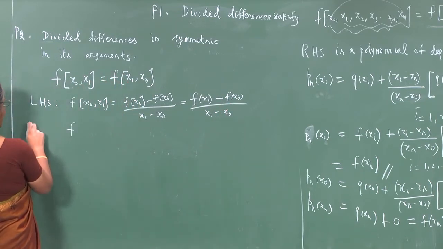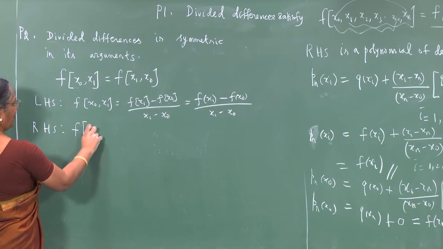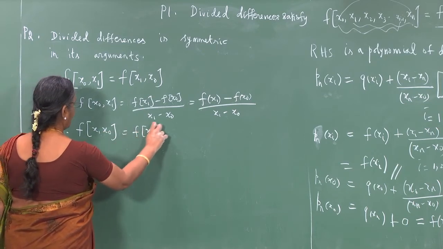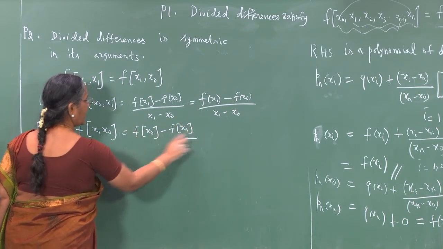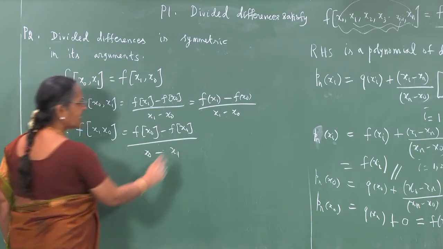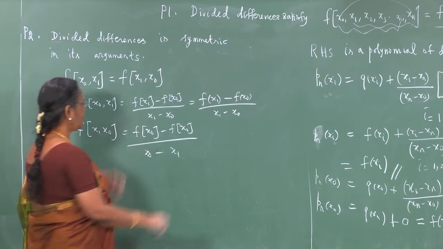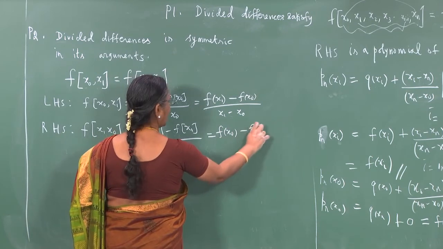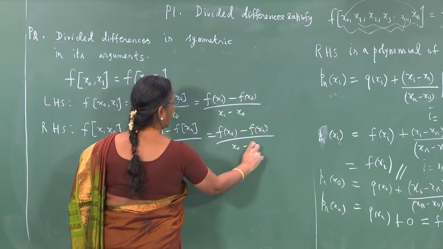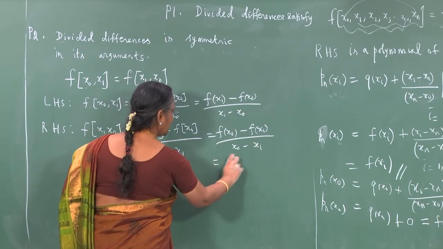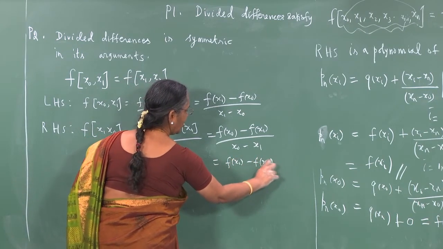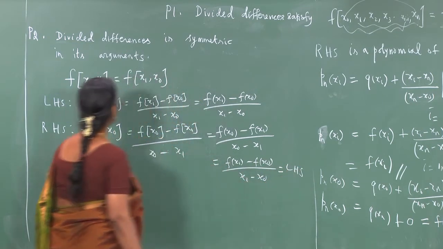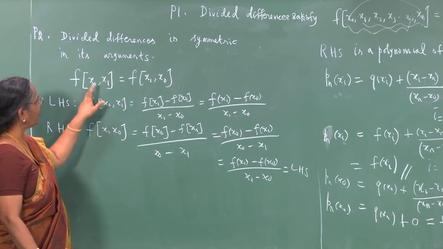So let us take the right hand side, which is f of x1, x naught. By definition, what is it? It is f of x naught minus f of x1 divided by x naught minus x1. So I again use the definition of 0th order difference. It is the function value at x naught minus x1 divided by x1 minus x naught, which is f of x1 minus f of x naught divided by x1 minus x naught, and that is the left hand side. So it is symmetric in its arguments.